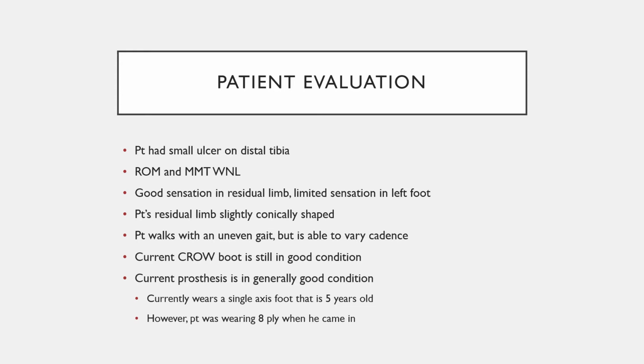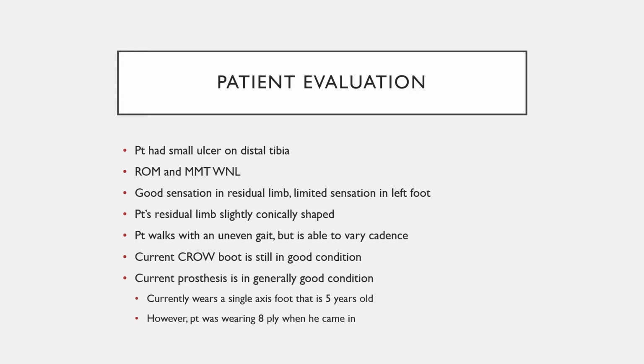And when he came in, he was walking with an uneven gait. And what I mean by uneven gait is that he tends to favor his orthotic side, or his side with the crow boot on it. However, this could be due to the fact that he was feeling some pain from the ulcer on his residual limb. So maybe had he not had that ulcer, he would have walked a bit more evenly.